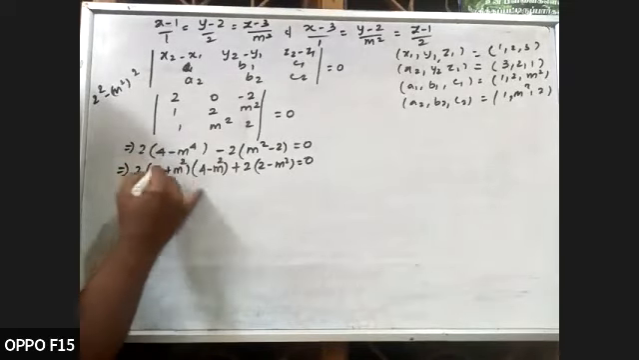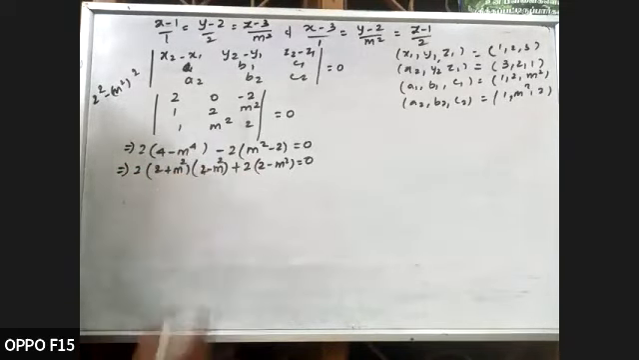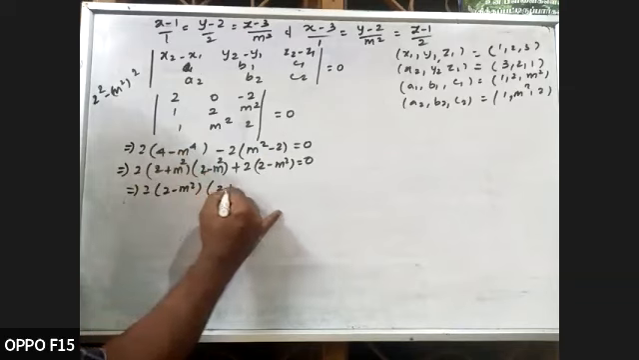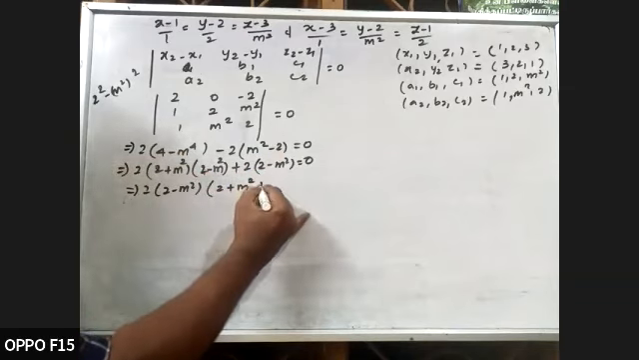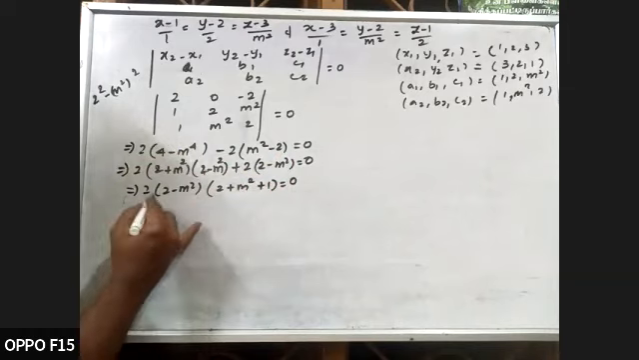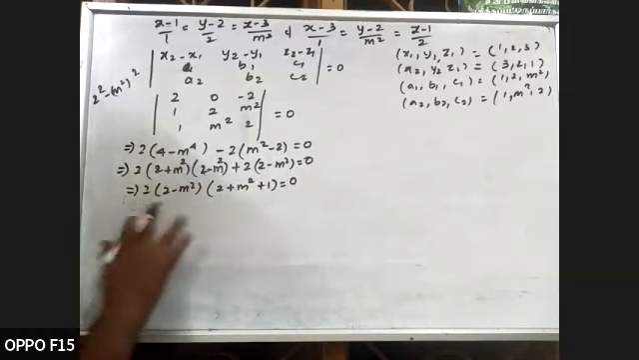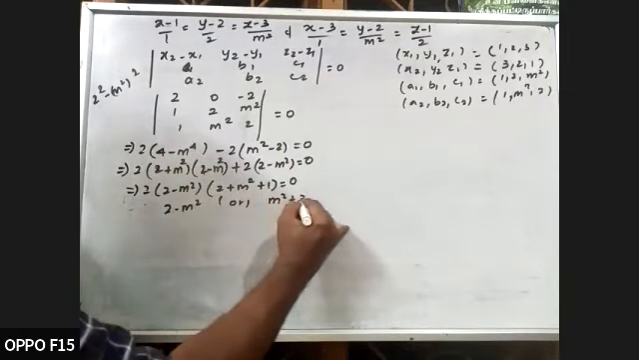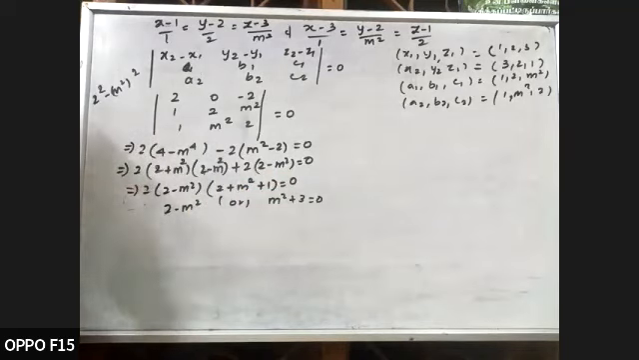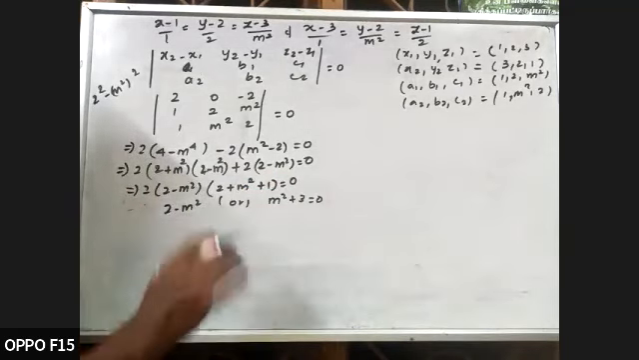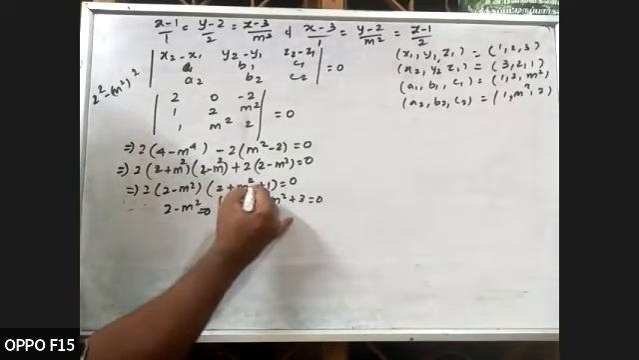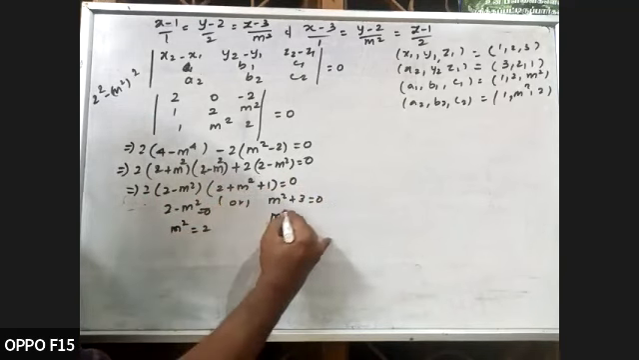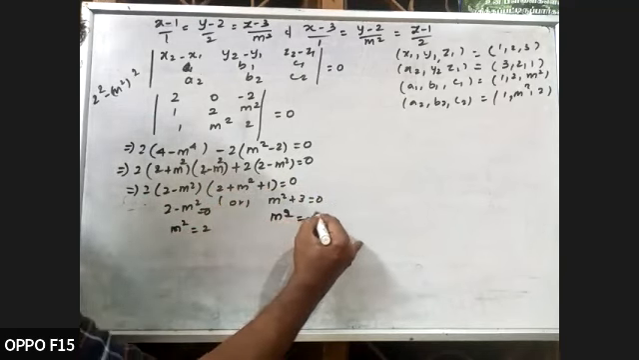Taking 2 minus m square common, we have 2 plus m square plus 1, which equals 0. We can write this as 2 minus m square equal to 0, or m square plus 3 equal to 0. By the factorization method, 2 minus m square equals 0, or 2 plus 1 is 3, so m square plus 3 equals 0. The m square value here is minus 3.